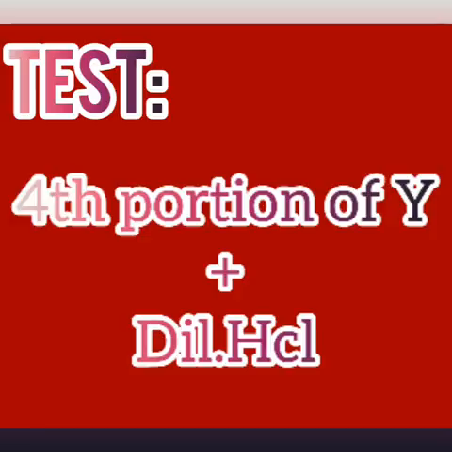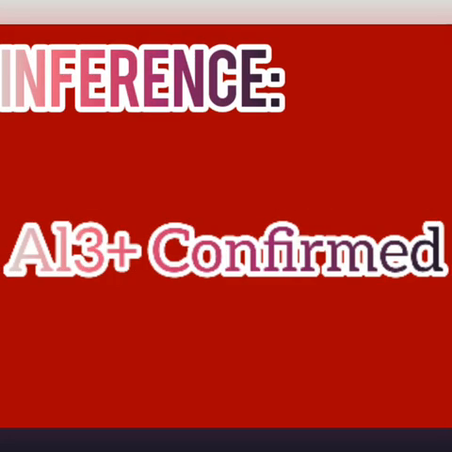Okay, for our next test, the fourth portion of solution Y plus dilute HCl. Then for observation, there is no visible reaction, and because of that, your inference would be Al3+ confirmed. Now if you added this dilute HCl and a white precipitate was formed, it would be lead, but since there was no visible reaction, it's going to be aluminium. So now your aluminium is confirmed.